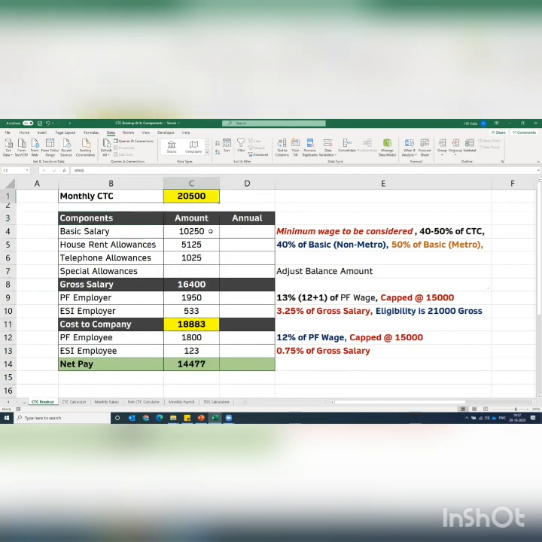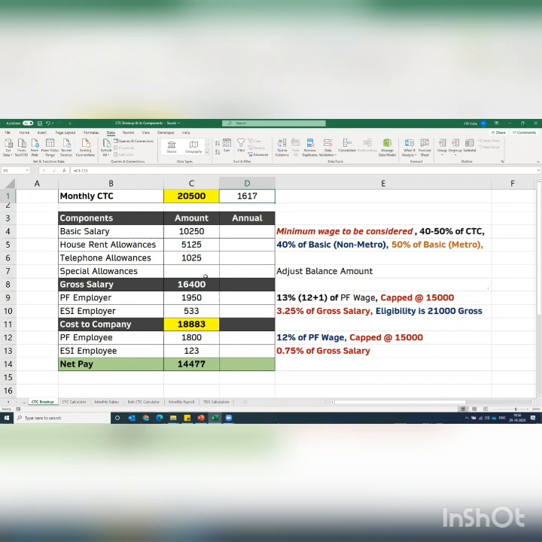Let's first try to reach to this figure that we were looking for. We were looking for a CTC of 20,500, but the amount we have got is not 20,500. So for that, we need to first check out the difference. What is the difference between these amounts? The amount we were looking for is 20,500 minus the outcome, that is 18,883. Enter, we'll get the difference, that is 1,617 rupees.